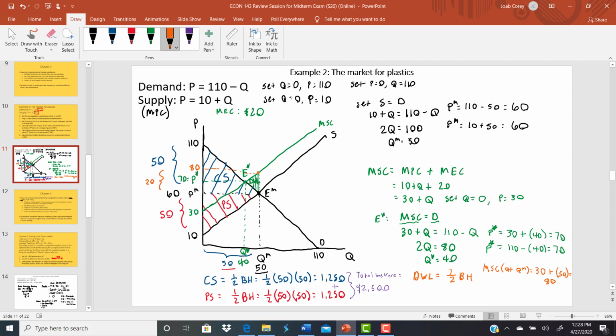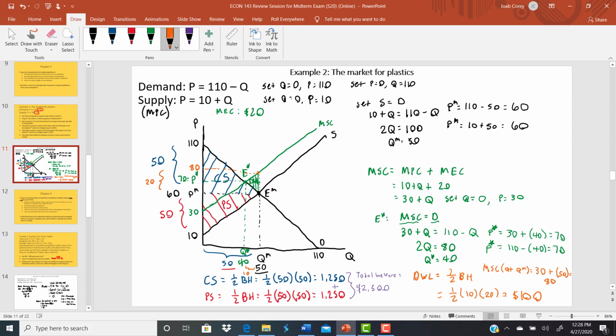So that's going to be equal to 1/2, and the base of that triangle is going to be the difference in the number of transactions, which is 10 here. So 1/2 times 10 times the height of that triangle, which is 20. So that's going to be 1/2 of 200, or $100. That is the amount of deadweight loss.